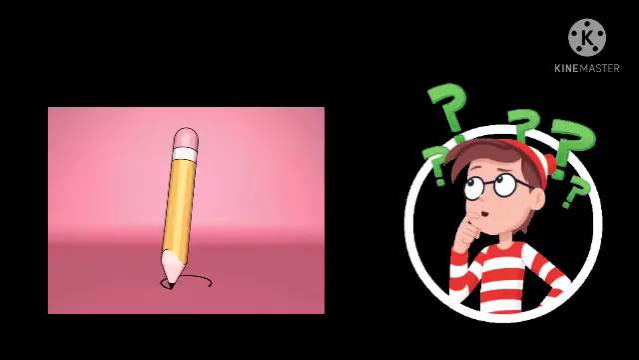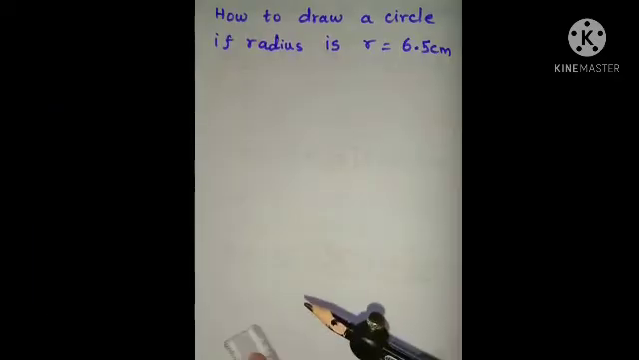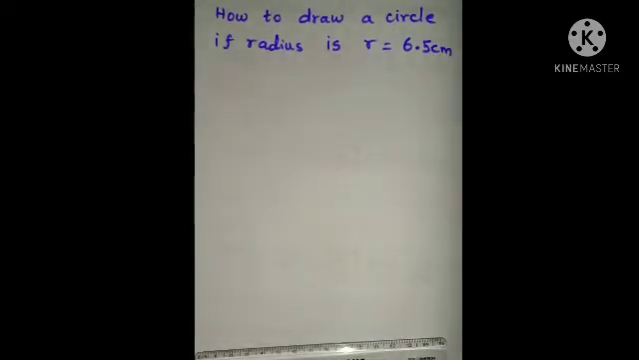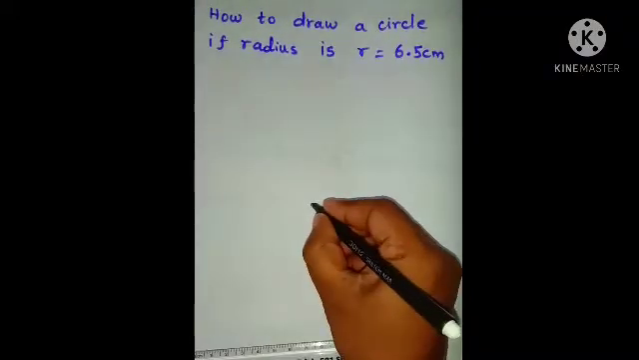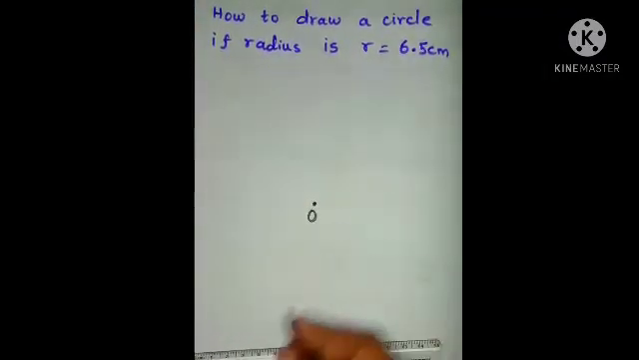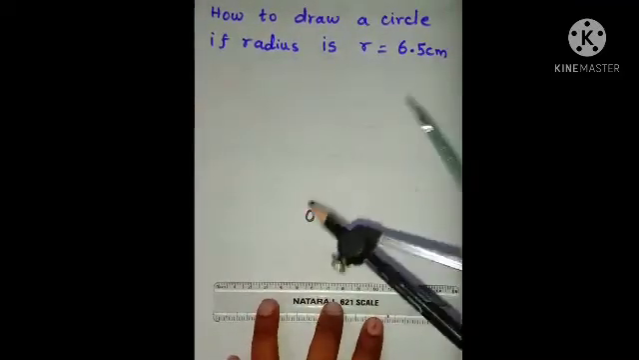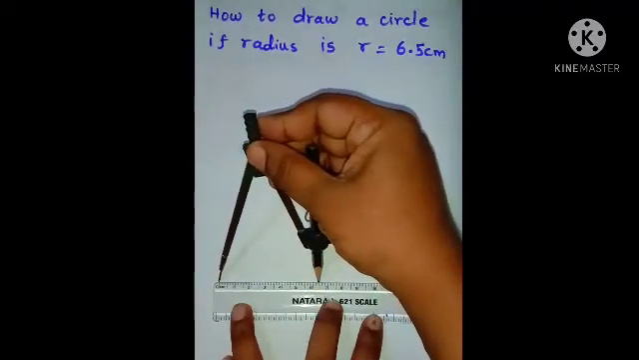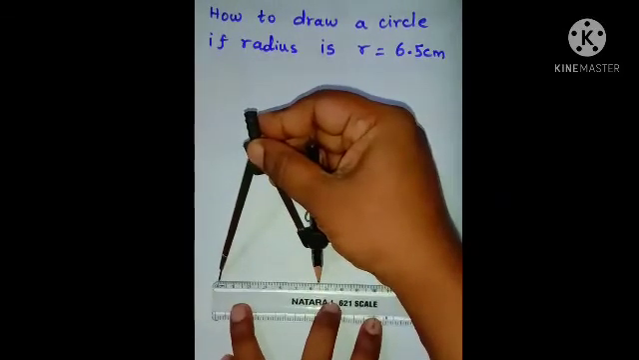Children, now let us see how to draw a circle for the given radius. Draw a circle if radius r is equal to 6.5 centimeter. So now children, as our first step, mark a point on the paper. Let it be O. O is a point. And then take a ruler and keep the compass pointer on O and measure up to 6.5 centimeter.